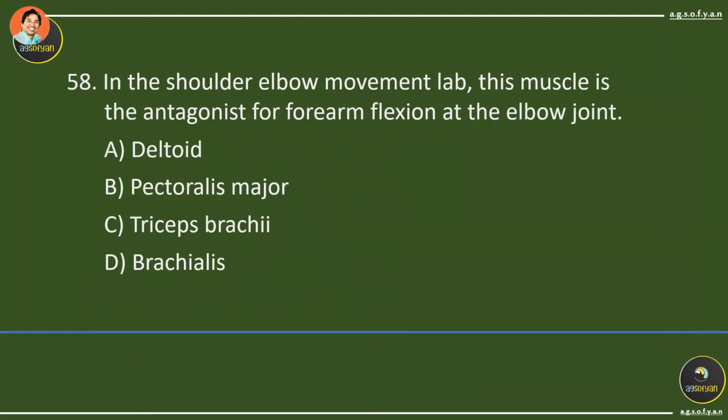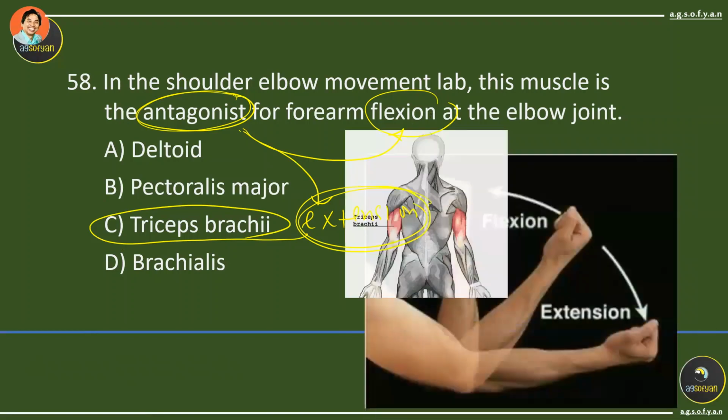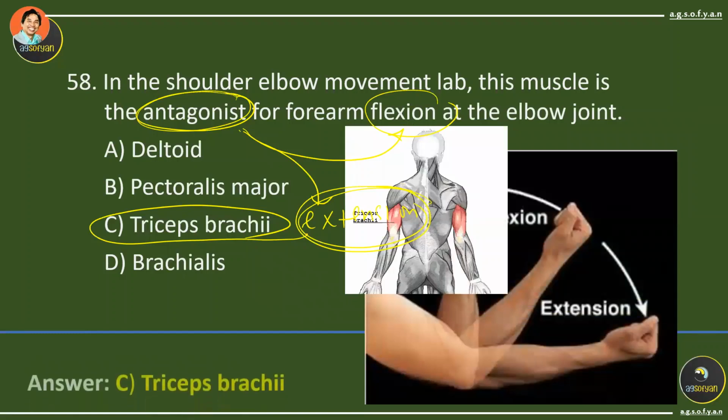Okay, look at this. In the shoulder elbow movement lab, this is a lab experiment. This muscle is the antagonist of flexion. So the antagonist of flexion will be extension. This means that the muscle that performs extension in the elbow joint will be the tricep. This is the muscle on the back that extends our arm in the elbow joint. So tricep brachii.